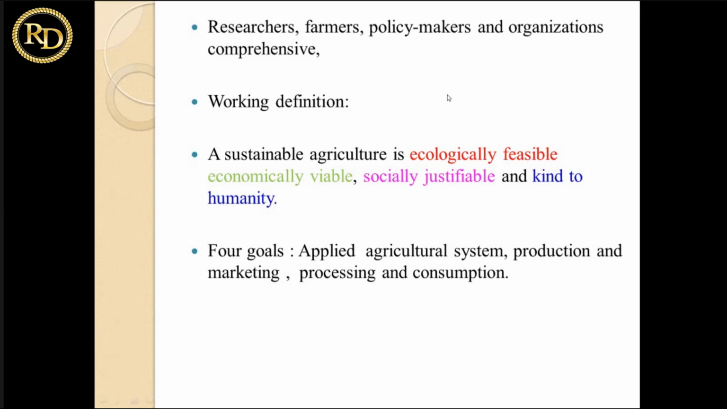As far as sustainable agriculture is considered, we have to go for the four goals. Our four goals are very important. First is the applied agricultural system, then production and marketing, processing and consumption. These are the four goals that we have to see in case of sustainable agriculture. Whatever definition we are learning is related to the agriculture system. Whatever the concept, we have to apply it in the agriculture system, and that is going to help production. After production, we go for marketing of the produce, earning money, then processing of the products, and at the end user, it is consumption. We have to consider this while going for sustainable agriculture.